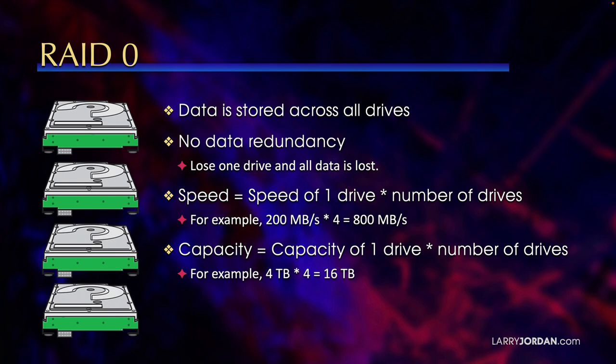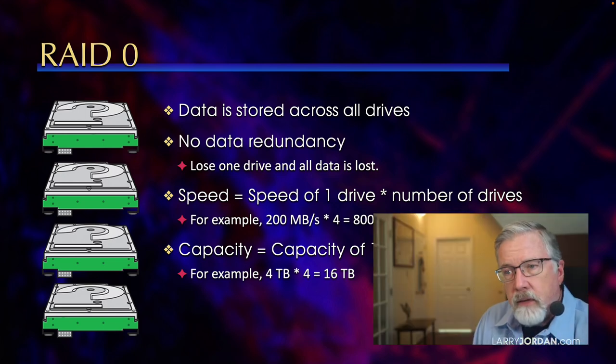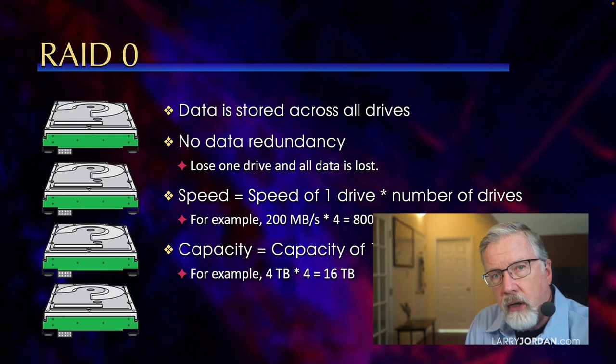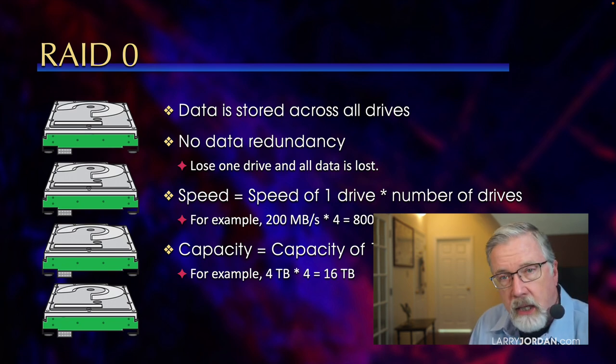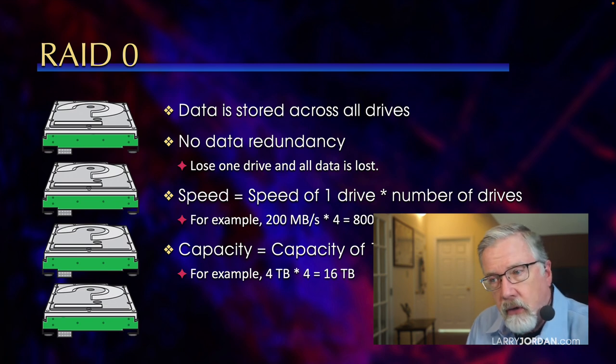RAID 0 stores data across all drives. There's no data redundancy. If you lose one drive, all the data stored across all drives is lost. Now, this doesn't store one file to one drive. It divides the file up into pieces and stores the pieces on all 4 of the drives. The reason this helps is now I can use the speed of all 4 of those drives, combine them to make reads and writes faster, and I can combine the storage capacity of all those drives to provide a lot more storage capacity than a single drive alone.